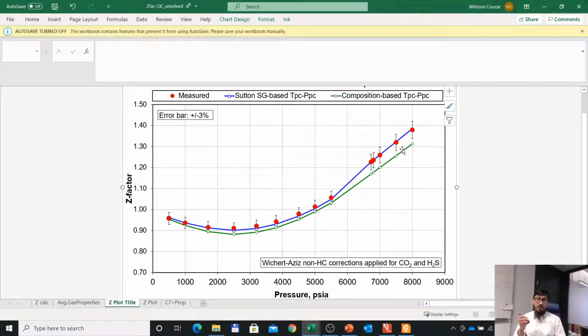And that's something we recommend, that you should try to use both methods for doing the QC of the lab reported Z factor. And if either of the two methods or both methods give you a very accurate representation of the lab reported gas Z factors, it means the gas Z factors are of good quality and they should be used, or they should be matched with an equation of state model if you are using it in tuning the EOS model.